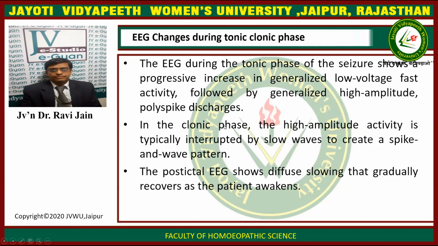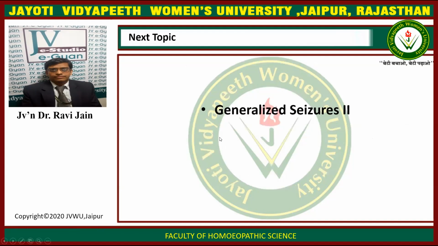Now the EEG changes during the tonic-clonic phase. The EEG during the tonic phase of the seizure shows a progressive increase in generalized low voltage fast activity, followed by generalized high amplitude polyspike discharges. In the clonic phase, the high amplitude activity is typically interrupted by slow waves, creating a spike-and-wave pattern. The post-ictal EEG shows diffuse slowing that gradually recovers as the patient recovers. These are the EEG changes commonly seen.